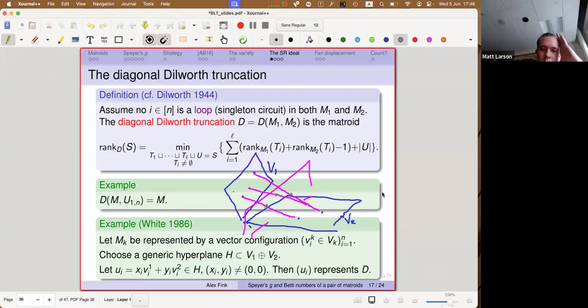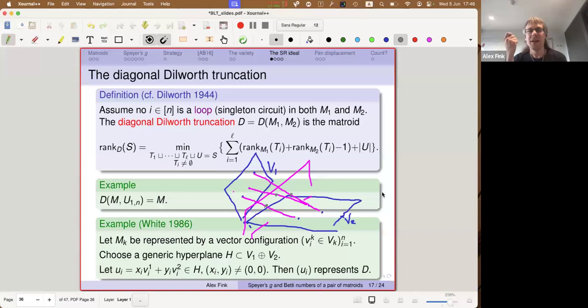Is this the deletion of the Dilworth truncation of the usual direct sum? Yes, if I take the Dilworth truncation of the direct sum in the way that would give you parallel elements for parallel pairs and such, and then I just delete everything that's not on the diagonal, that's this thing. That's right.